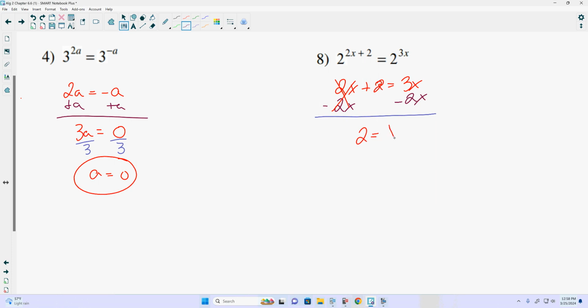3x minus 2x is x. If we added, it would be 5x, and that would give you the wrong answer. Oh, that's where I got that. Yep. Okay. For the most part, these have been simplifying quite nicely. Even if it had been negative 2x instead of positive, we would have added it, then divided.